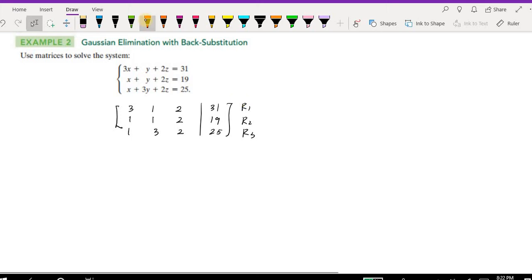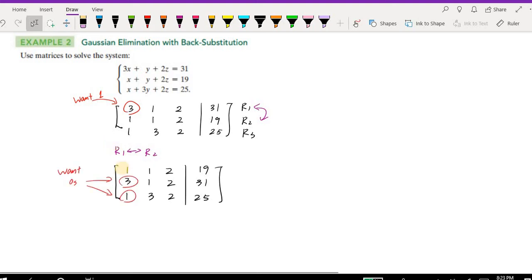So remember, we want this to be 1, but right now it's 3. Because in row 2 right now we have 1, 1, 2, we can switch row 1 and row 2. We're going to switch this just like we did in example 1. So then this gives us 1, 1, 2, 19, and then 3, 1, 2, 31, and then everything else will stay the same.